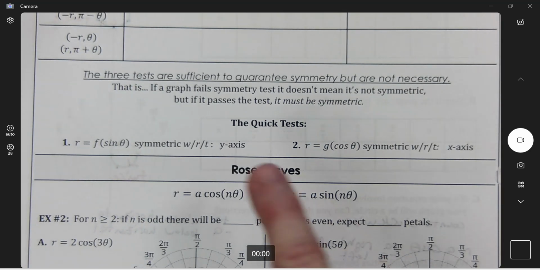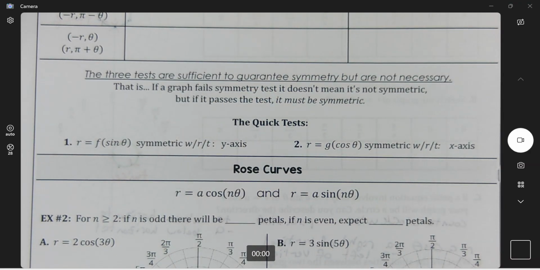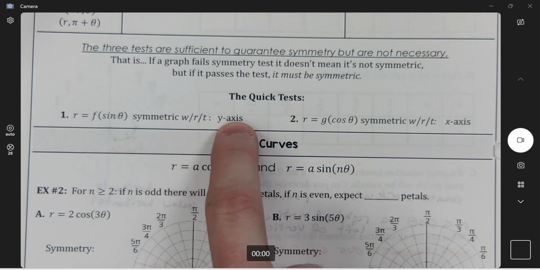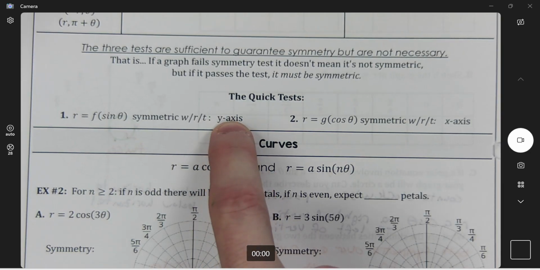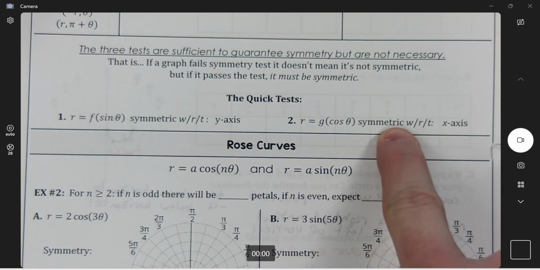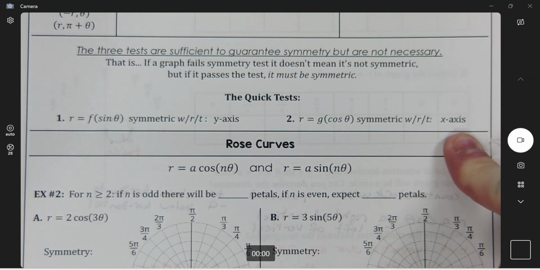And it even says here, the three tests are sufficient to guarantee symmetry, but they're not necessary. That is, if a graph fails a symmetry test, that doesn't mean it doesn't have symmetry. If it passes a symmetry test, then it has to have symmetry. I don't know. We already kind of saw it. If you see a sine theta in your function, then you have symmetry with respect to, and it's not even the y-axis, this is not true, it's the vertical axis. You can't call it the y-axis. And if your function has a cosine theta in it, then it has symmetry about the horizontal axis. You can't say x-axis because the polar coordinate system does not have an x or y-axis. It has a vertical axis and a polar axis, which I'm calling the horizontal axis.